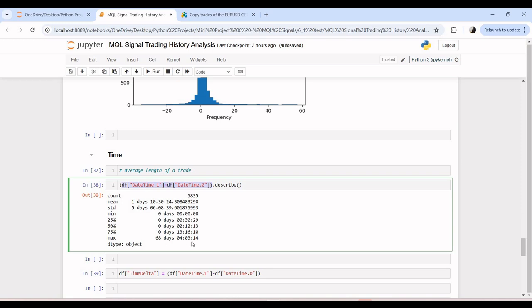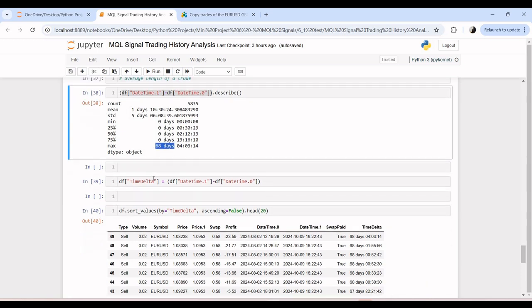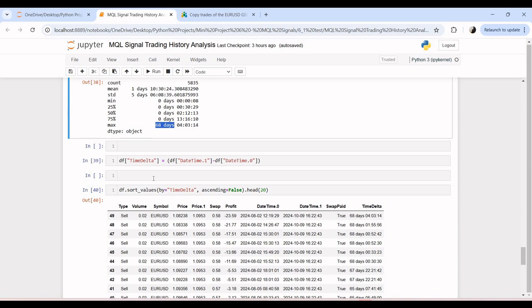Anyway, we see that the maximum time goes all the way up to 68 days, so there's a massive difference there. Something interesting might be going on there. The minimum time is a measly 8 seconds. I suspect this is just maybe someone taking a deal and then suddenly deciding no, they don't want that trade anymore, so almost immediately closing it. But of interest here very much is this massive 68-day maximum.